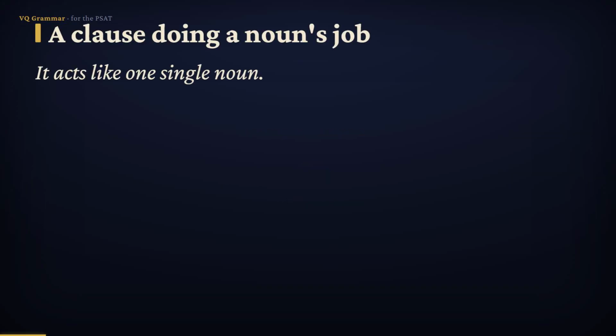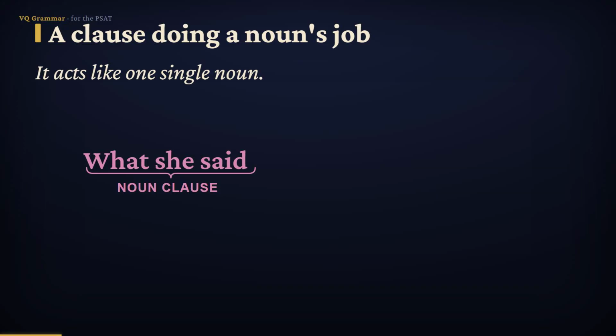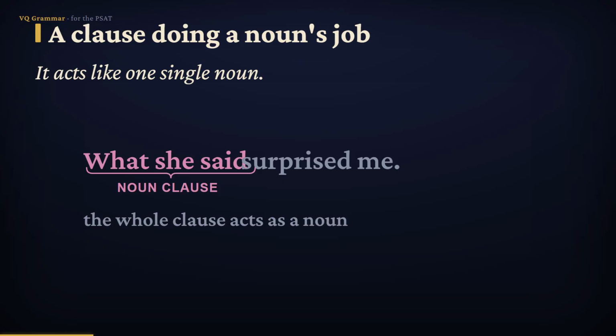Start with the big idea. A noun clause is a subordinate clause that does the job of a noun. Look at this. What she said surprised me. The front part, what she said, is a whole clause with its own subject and verb. But here it isn't leaning off to the side. It's sitting in the subject slot, doing the exact job a noun would do. The whole clause acts as one noun, and here that noun is the subject of the sentence.